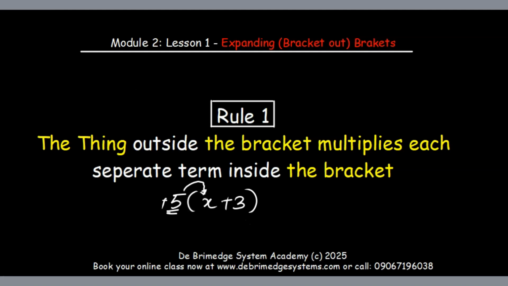So 5 times x will give me 5x. Then 5 times, remember I was saying that it's going to multiply everything in the bracket, so 5 times 3 will give me plus 15. Plus because I have a plus sign right here. So this is how to expand a bracket based on the first rule. Understand, this is very important. You can pause the video and rewatch this to understand the concept in the rules, and then we'll move on to the next rule.